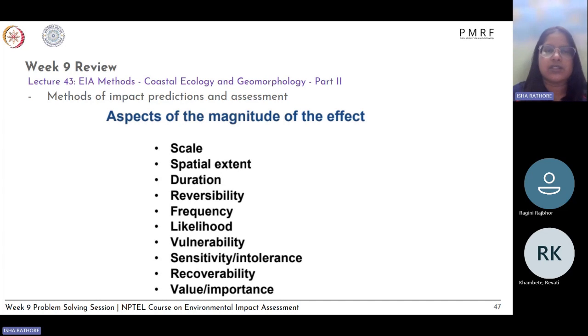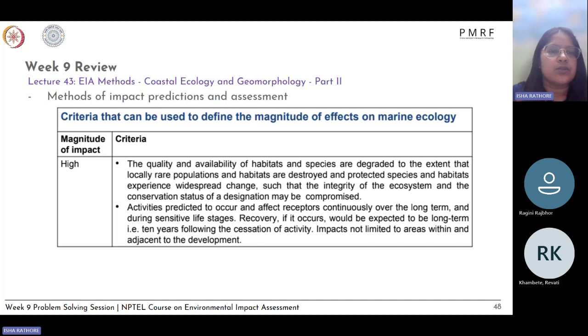So this is how you present the effect again. You present the effect basically for all kinds of EIA parameters like that. The same applies for projects in coastal habitats as well. So again, different criteria are there for how you define the magnitude for marine ecology.